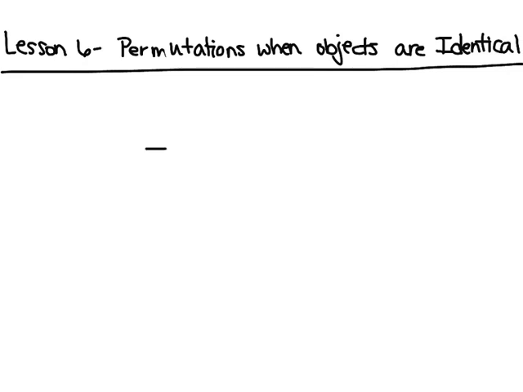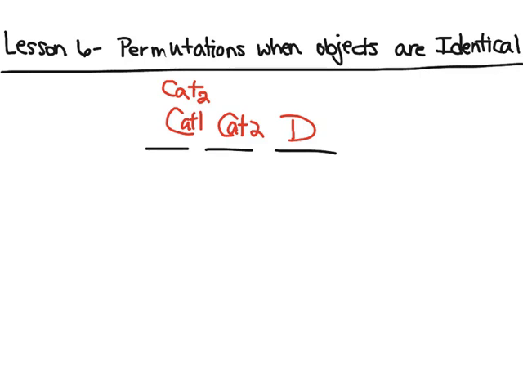For instance, if you had two cats and a dog, and you wanted to arrange it like this, it wouldn't matter that this is cat 1 and cat 2. If you're just arranging it cats and dogs, cat 2 and cat 1 would actually make the same order. So when there's identical objects, these two options actually just turn into one option because you don't want to account for multiples where things are repeated.